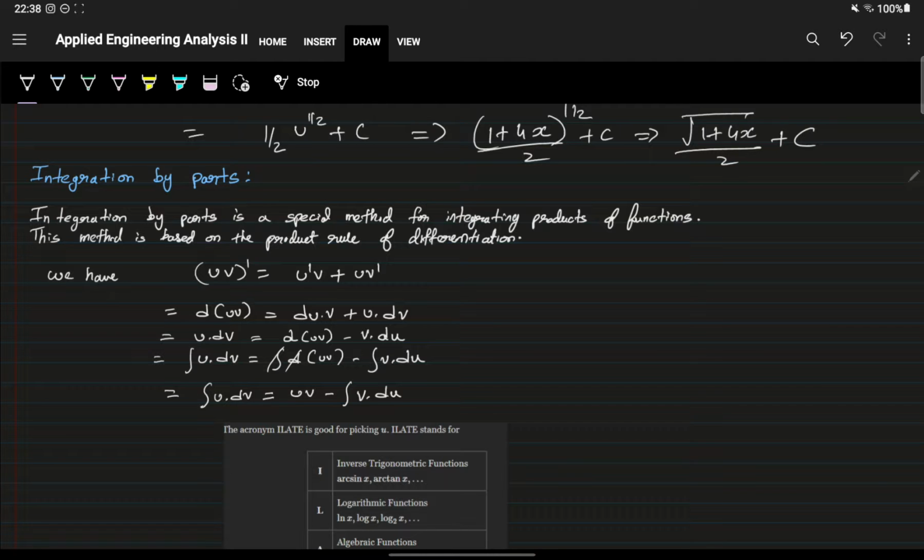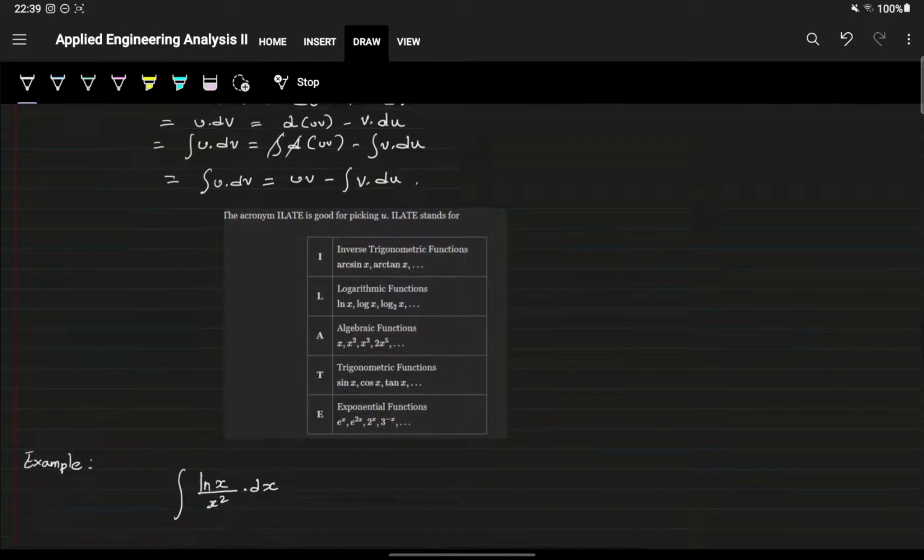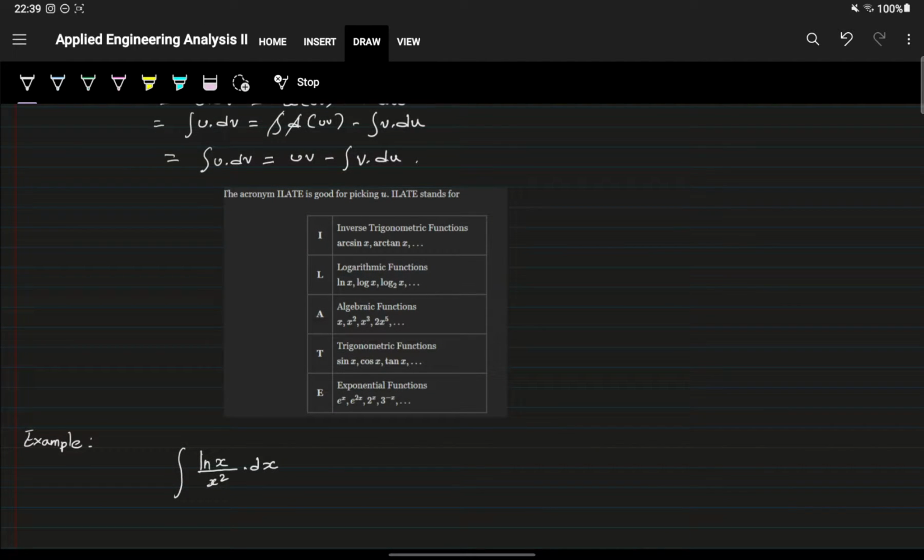Let's take integration on both sides, which gives the integral of u dv as the integral of the derivative of uv, minus the integral of v du. Here the integral and the differentiation cancel, so all we get is the integral of u dv equal to uv minus the integral of v du. We are going to use this formula for solving integrations of functions which have multiple parts in them.